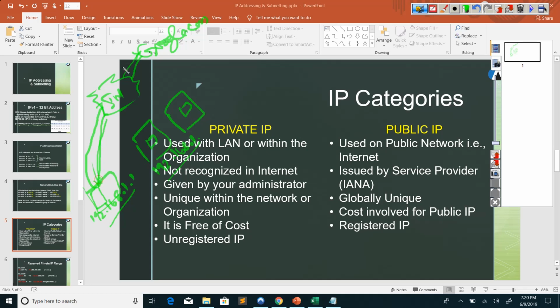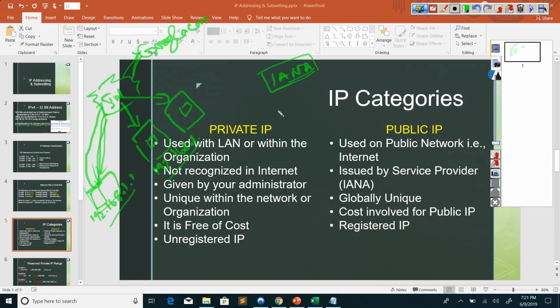So when you go for Google, when it responds back, it will get confused where to send the response, whether to here, or here, or this organization. So there will be a confusion. To sort this out, IANA is the organization who takes care of all the IP related things. They are the authority for the IPs.